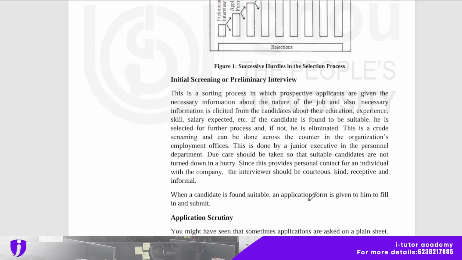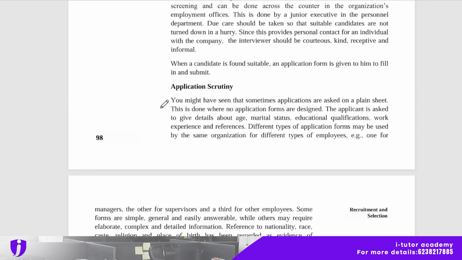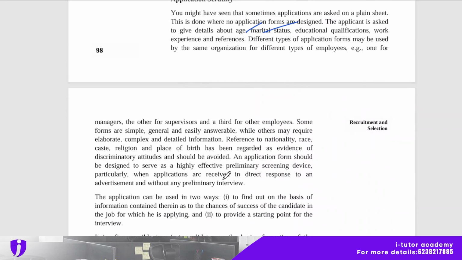And the next one is application scrutiny. In application scrutiny, you might have seen that sometimes applications are asked on a plain sheet. This is done where no application forms are designed. The applicant is asked to give details about age, marital status, education, qualification, work experience and references. Okay, so these are about that, and next is the selection test.